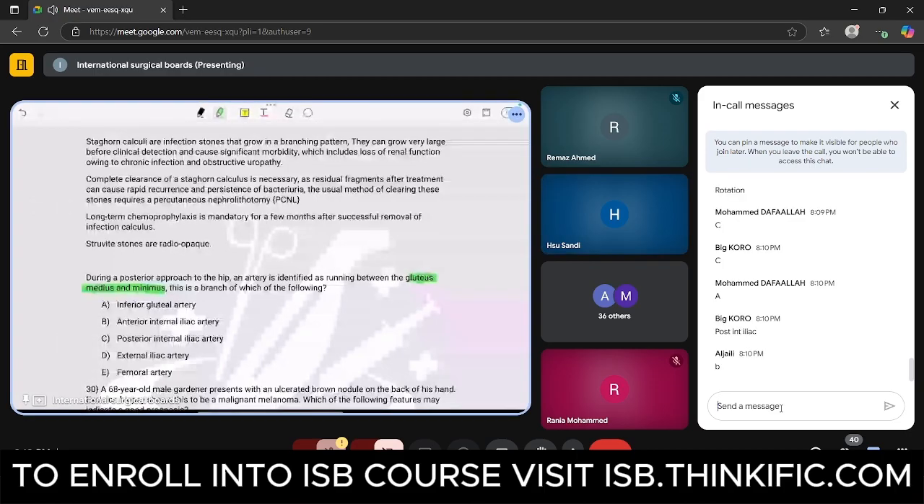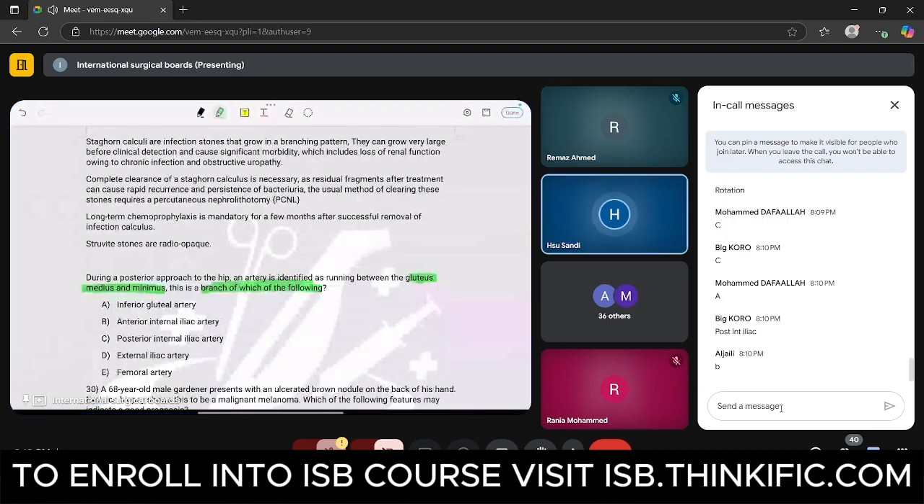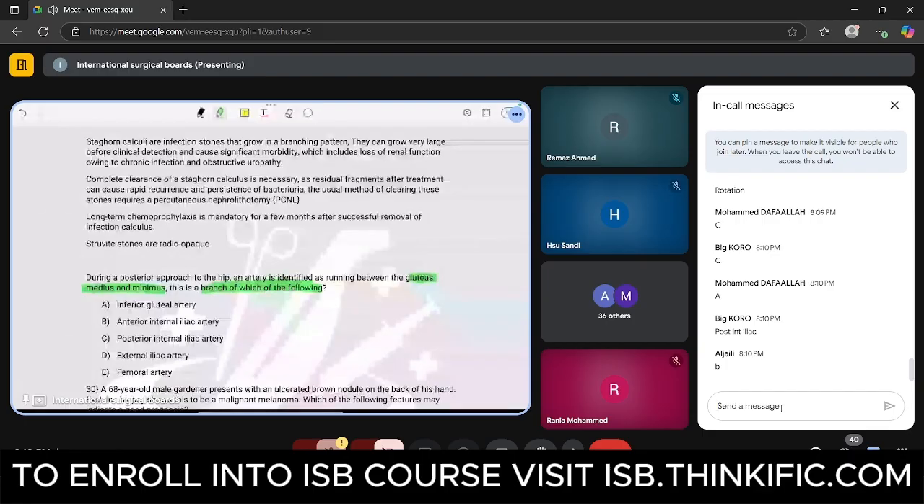It's coming as a branch of that. The artery that is said to be present is the superior gluteal artery. This artery is superior gluteal, right? Yes. And superior gluteal comes from? Internal iliac. Internal iliac. Which branch of internal iliac?